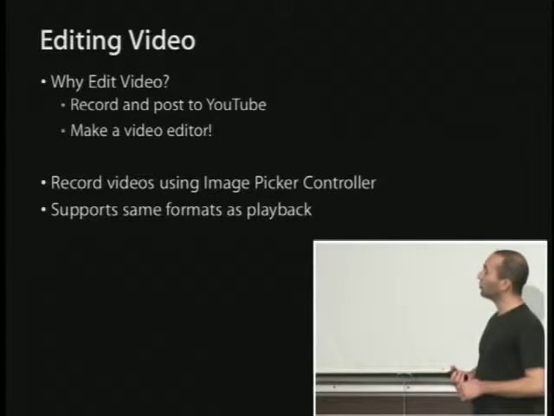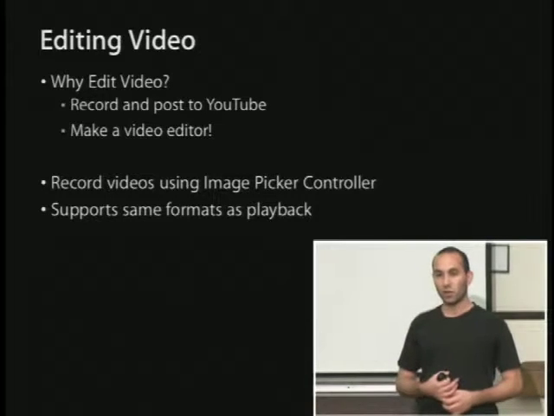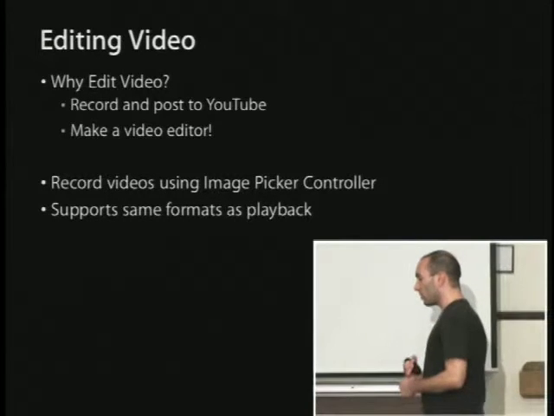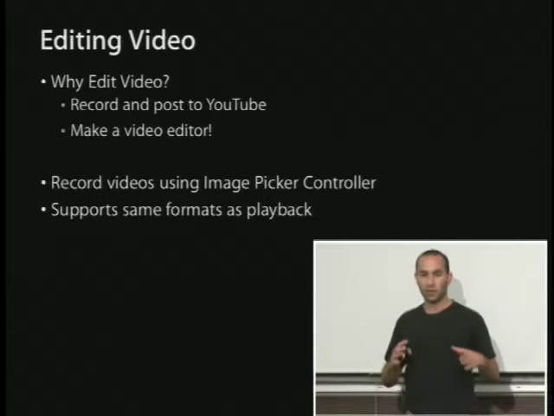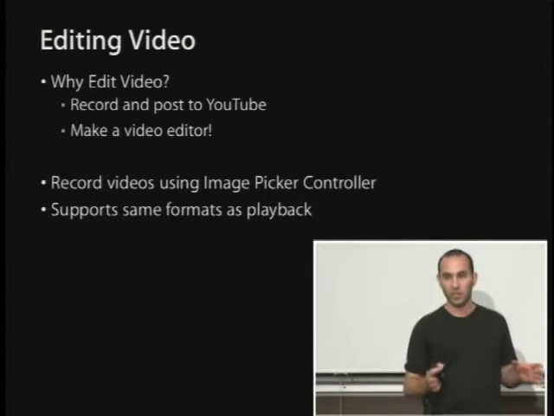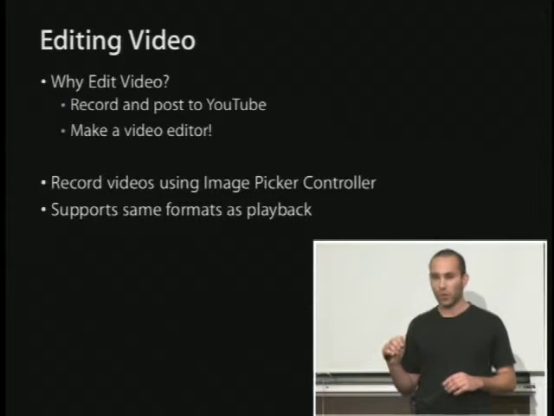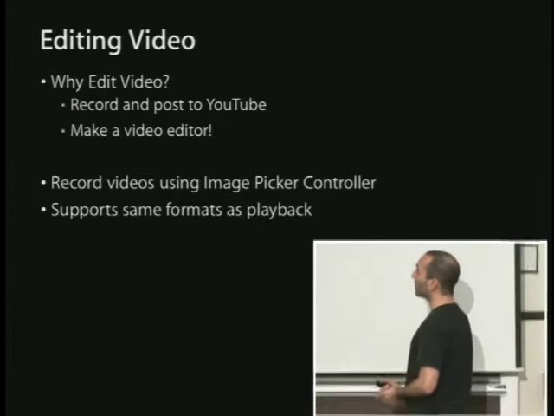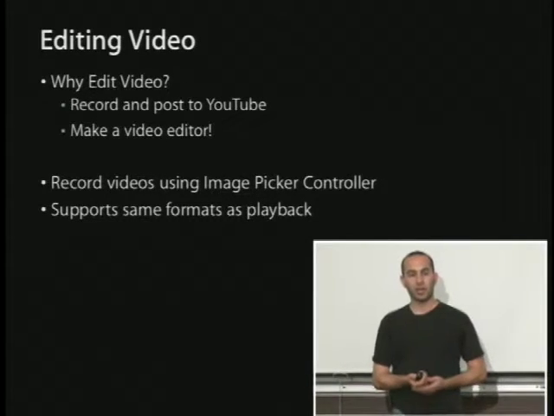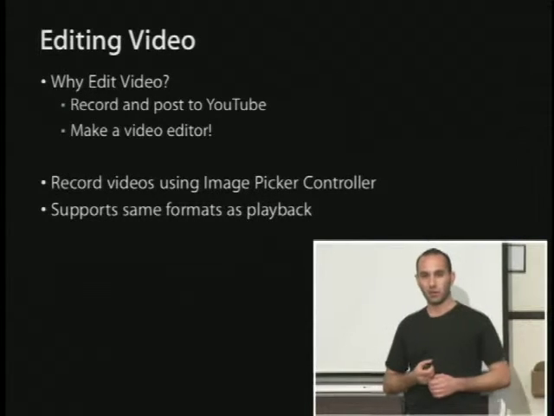And so you use, as Josh mentioned last week, the image picker controller. So you can throw up the camera, and the still camera and the video camera APIs are actually identical. I believe there's a flag on the image picker controller to say whether or not it should be video or not. So you record with the image picker controller, and the formats that it can output are the same as playback. So MP4, m4v, etc.